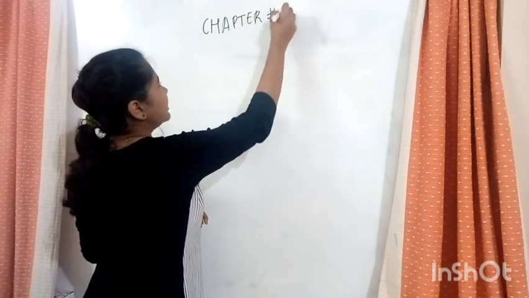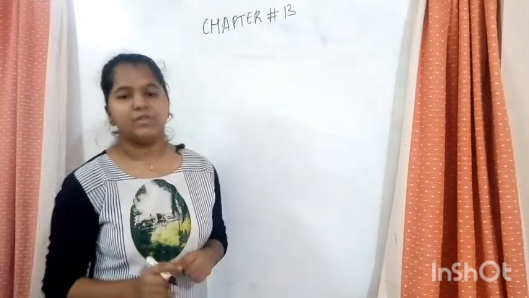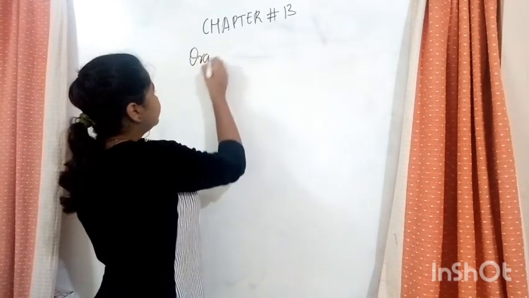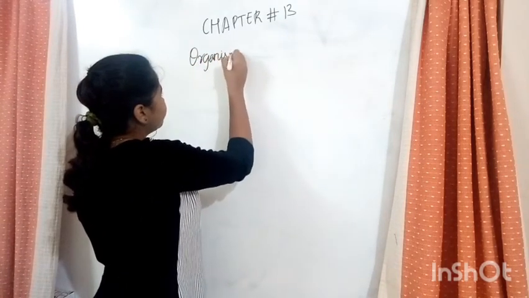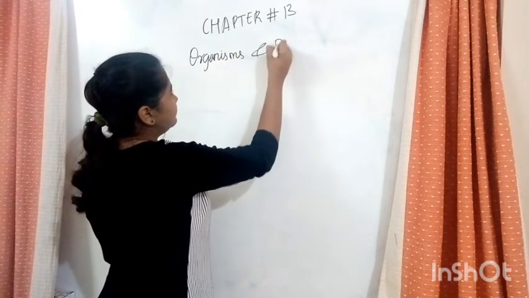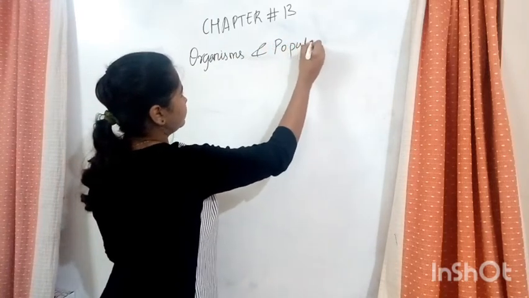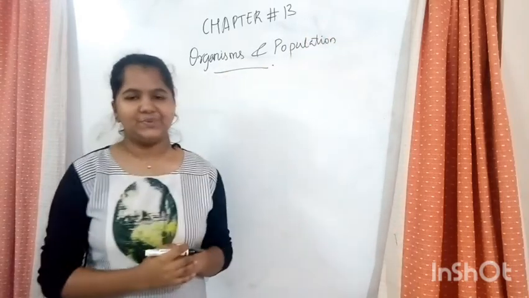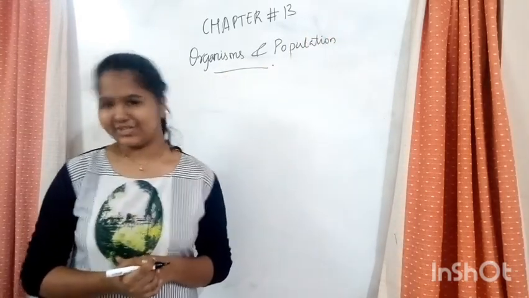We'll be dealing with chapter 13 of Biology Class 12th CBSE, which is Organisms and Population. So, without any further ado, let's get into the chapter.